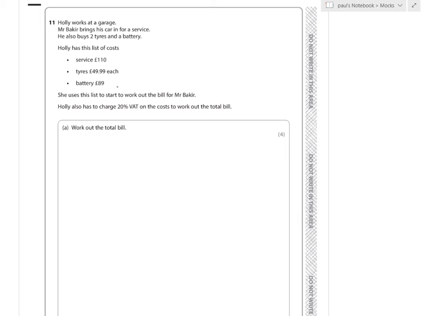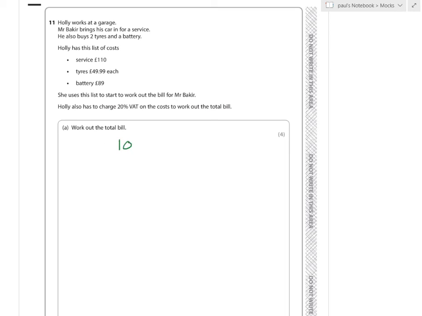Holly works at a garage. Mr. Bakir brings his car in for a service. He also buys 2 tyres and a battery. Here's the list of costs: a service, a tyre and a battery. She uses the list to work out the bill for Mr. Bakir, and Holly also adds on 20%. So what's he going to do?